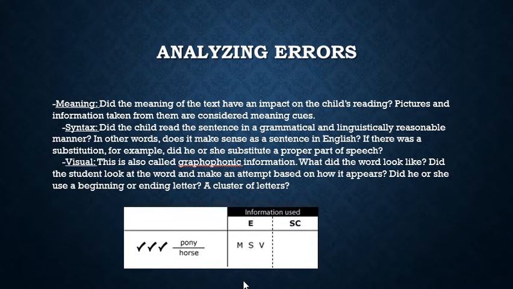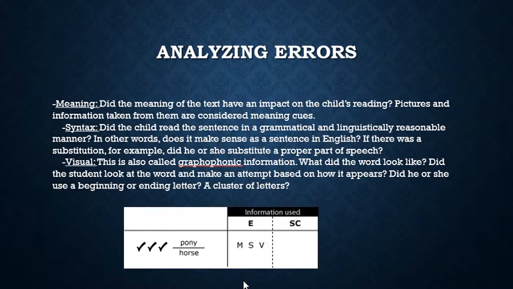Syntax. Did the child read the sentence in a grammatical and linguistically reasonable manner? In other words, does it make sense as a sentence in English? If there was a substitution, for example, did he or she substitute a proper part of speech? We didn't hear what the child said, but it is written that the child said pony instead of horse. So pony is an English word. It does make sense for them to say pony instead of horse. So we would circle the syntax as well.